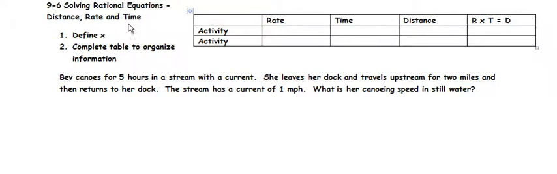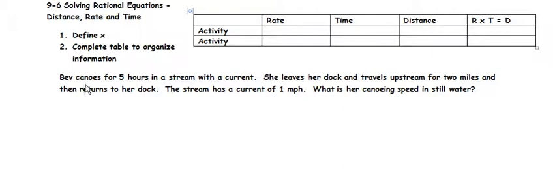Distance, rate, and time problems are another opportunity for us to apply our skills with solving rational equations. We often want to begin by reading the information we have and organizing it into a table that shows the relationship rate times time equals distance.